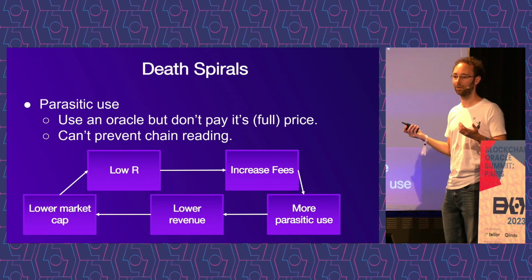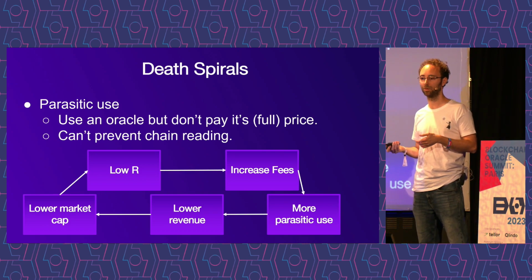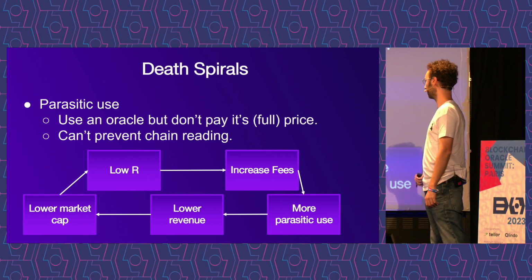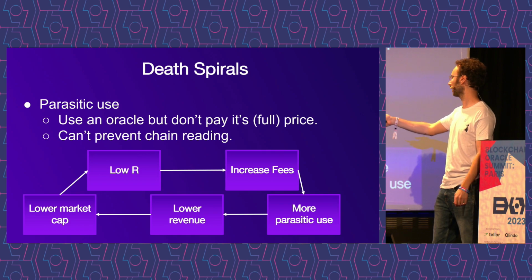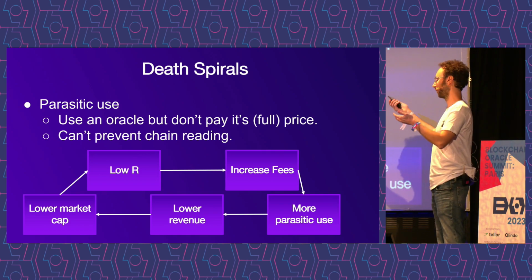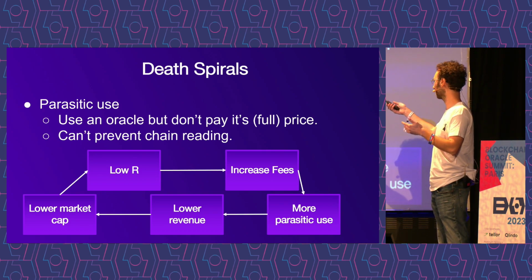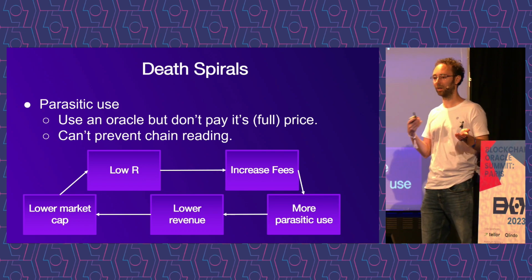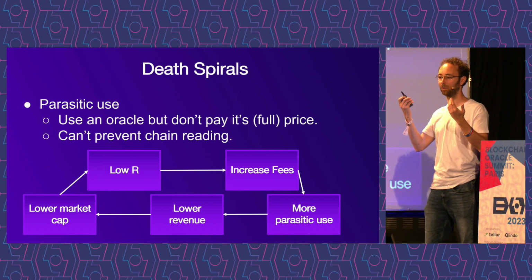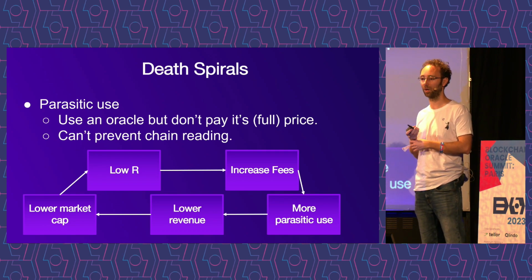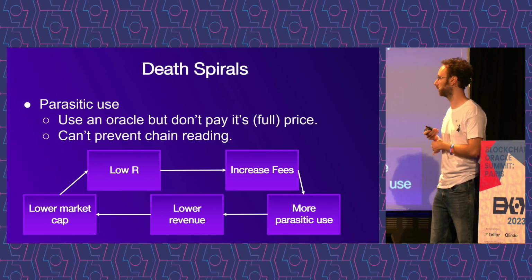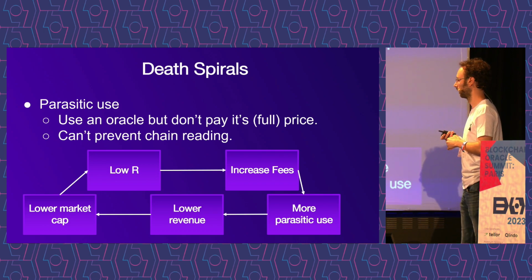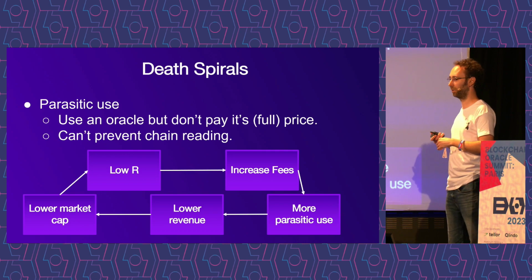Because the fees are higher, people have more incentives to use your oracle in a parasitic manner, so not paying any fees, so you get lower revenue, so you get lower market cap, so the system has a lower ratio, so the system increases the fees, and you get into this death spiral where your market cap starts to crash with your fees increasing and everyone using your oracle in a parasitic manner, and now it starts to become pretty easy to attack your system. So that's why I don't advise trying to ensure this kind of ratio.